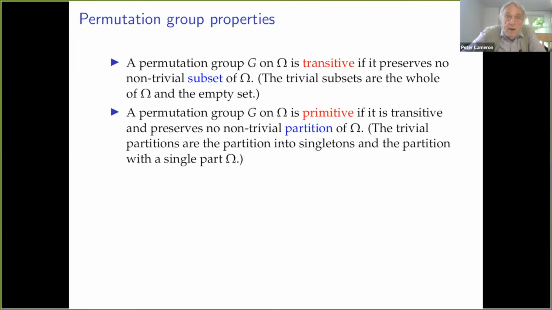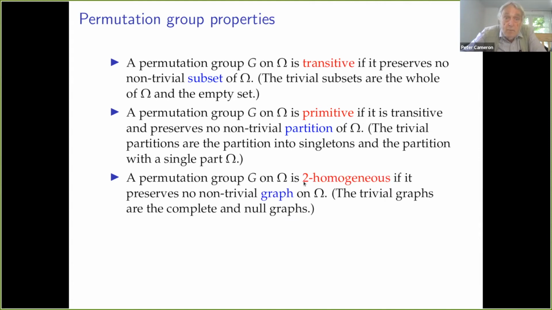The point is that if G does preserve a non-trivial partition, we can break it down into smaller groups. There's a group permuting the parts of the partition and the group fixing one part acting on the points of that part. And we can, to some extent, reconstruct the group from that. So primitive is a nice condition to have.